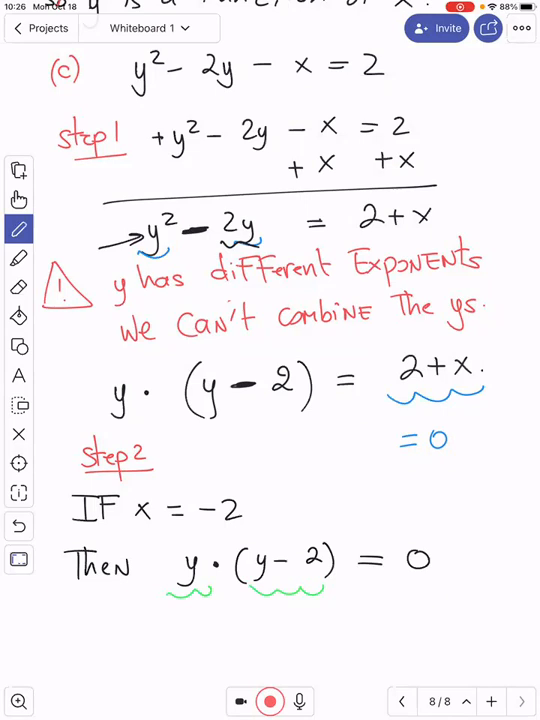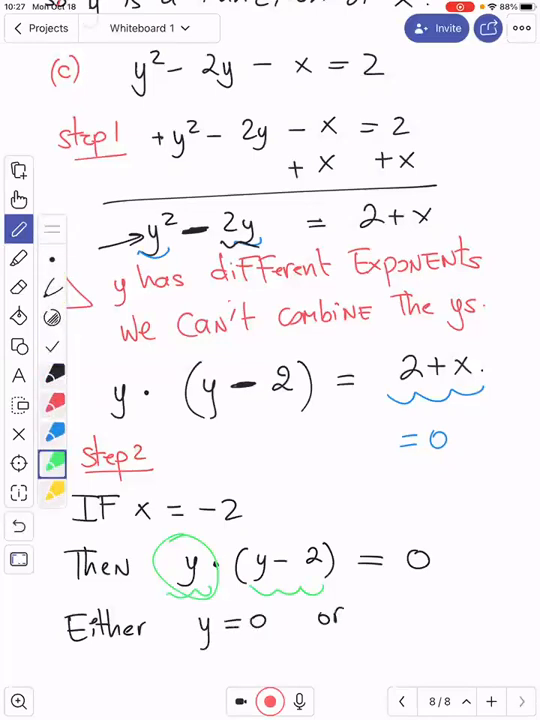If you multiply two numbers, like 5 times something else, and you get 0, the something else must be 0, right? 5 times 0 would be 0. So when you multiply two numbers, the only way to get 0 is if one of the factors is 0. So either y is 0, the first factor, or the second factor is 0, the y minus 2 is 0.